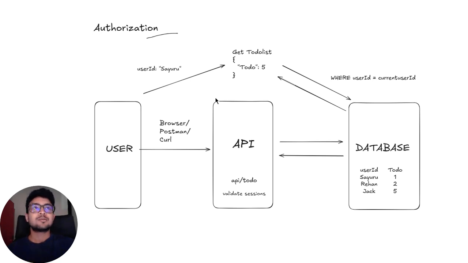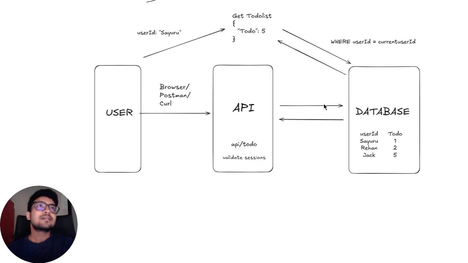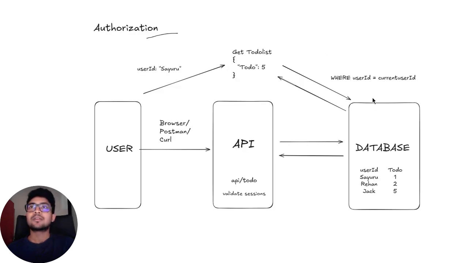To fix this, you can use an access control list (ACL) as well. But the easiest way is to check the database. You can write a query with a WHERE condition like this: where user ID equals the current user ID. It checks the database and will only return the items that belong to that specific user.